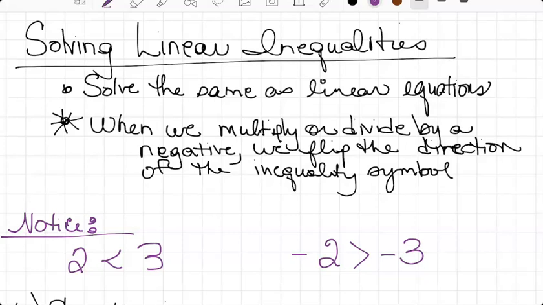Now here I said I multiply by negative 1. The same thing would happen if I divided by a negative 1. The 2 would become a negative 2, the 3 would become a negative 3. So the only way to keep a true statement is to flip the direction of the inequality whenever we're multiplying or dividing by a negative number.